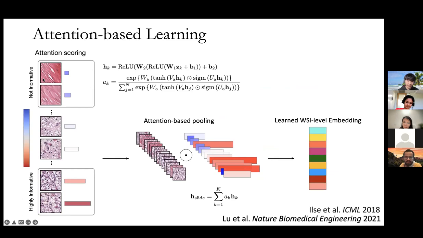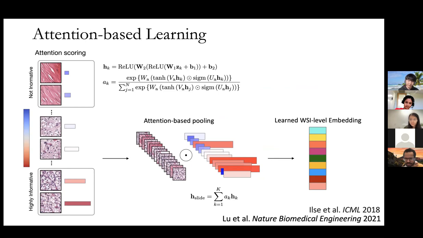So what do you mean by informative? Is it informative towards, let's say, the type of cancer or some other label in particular? Yes, it's just whatever the label is, basically whatever task you're training. So if it's detecting cancer, then the question we're asking is which regions in the slide will actually contribute information towards inferring that label.